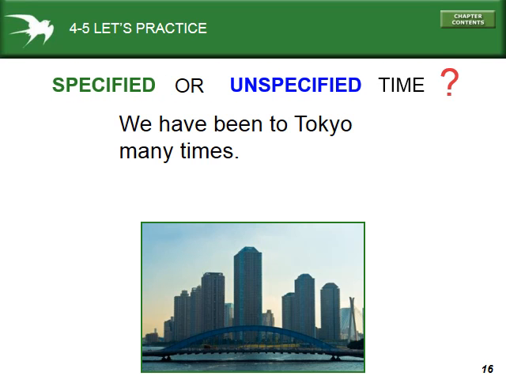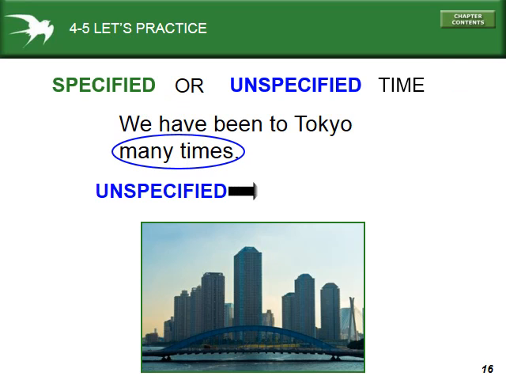So let's look at these ones. We have been to Tokyo many times. Is this specified or unspecified? Meaning, do we know the exact dates that we were in Tokyo or not? Okay, this is unspecified. Remember again, we can always use the simple past with unspecified times.